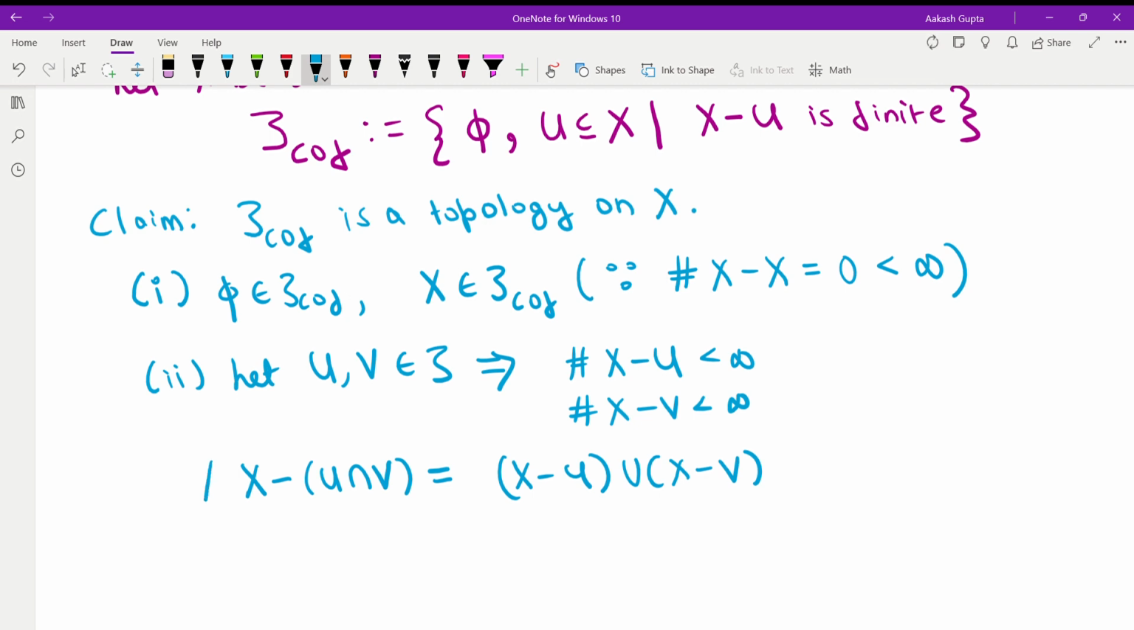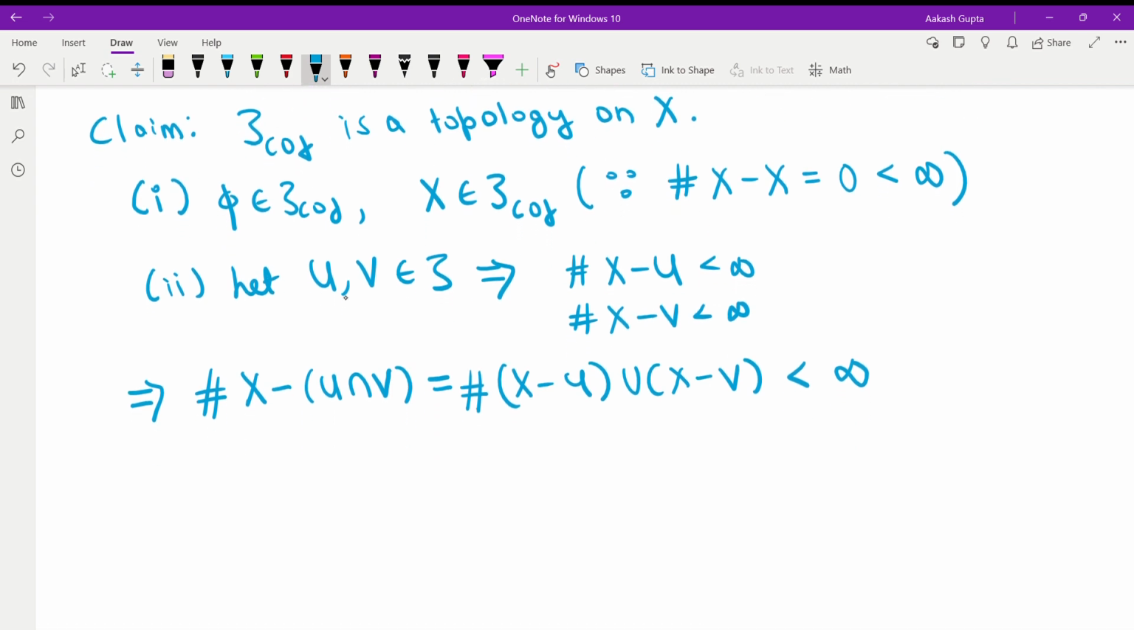Let us see what is. These two sets are the same, so their cardinality is also the same. This is a way to write the cardinality of this set. So this is equal to this. Okay. Now, X minus U and X minus V are finite. So this is also finite, right? I'm not writing it, I'm speaking it, so the logic is clear, right? Because X minus U and X minus V are finite, this implies this should also be finite. Good.